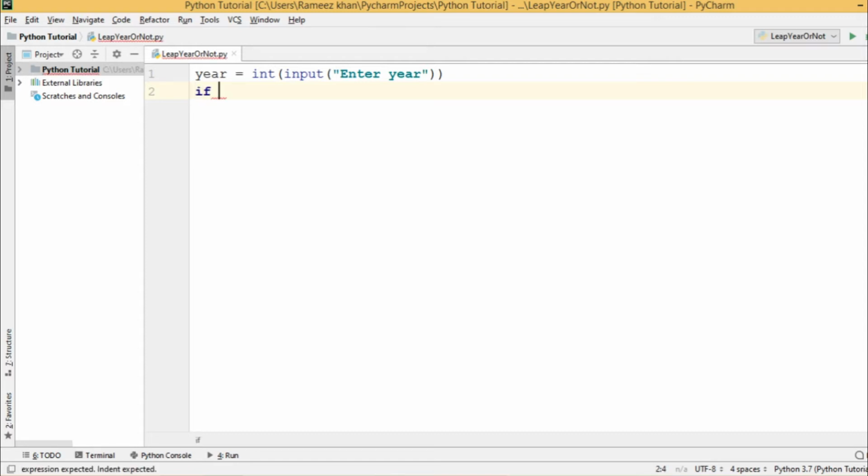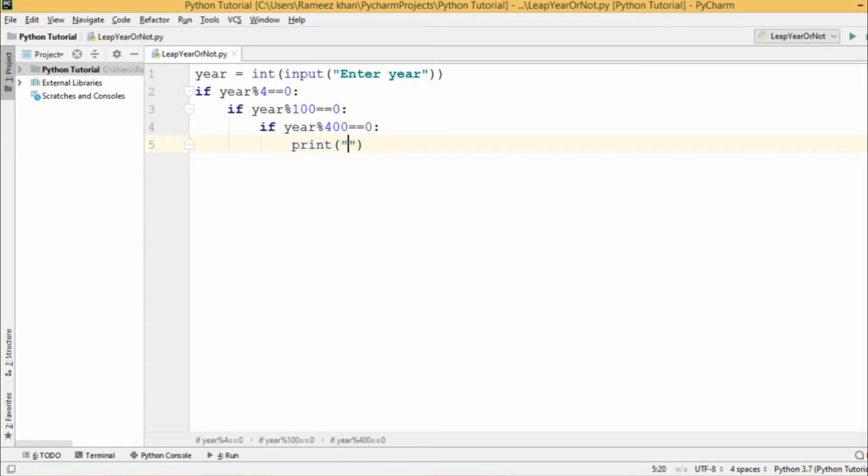Now write if year mod by 4 equal to 0, then this is a leap year. And the second condition is if the year mod by 100 equal to 0, then it should be completely divisible by 400. Now print a leap year.